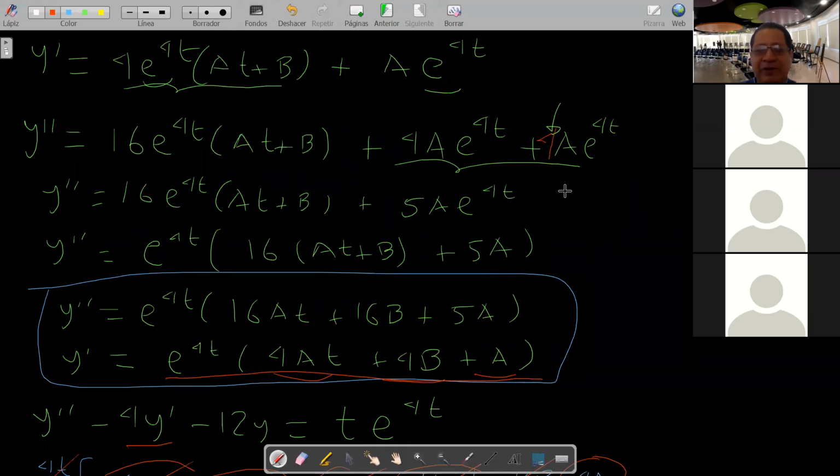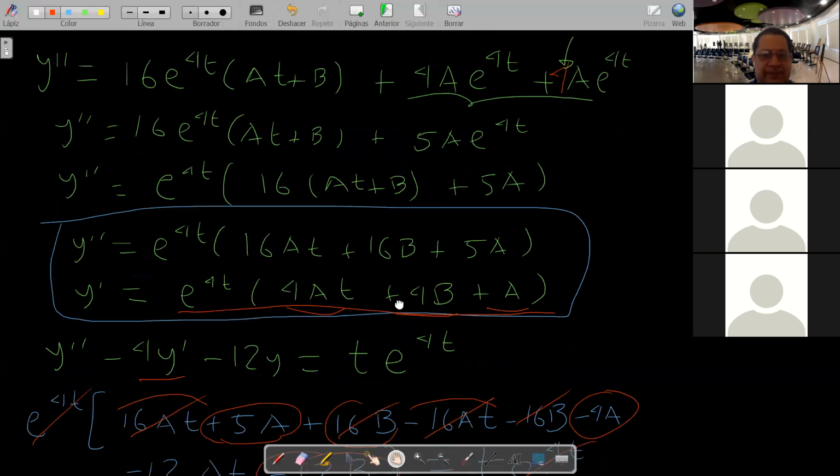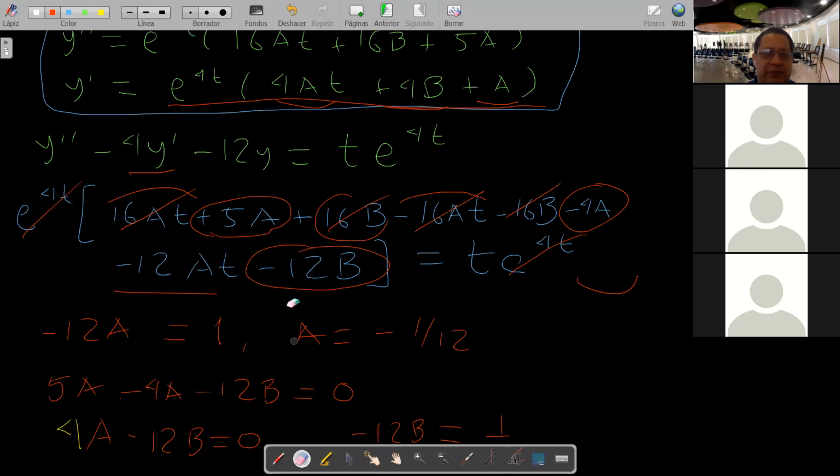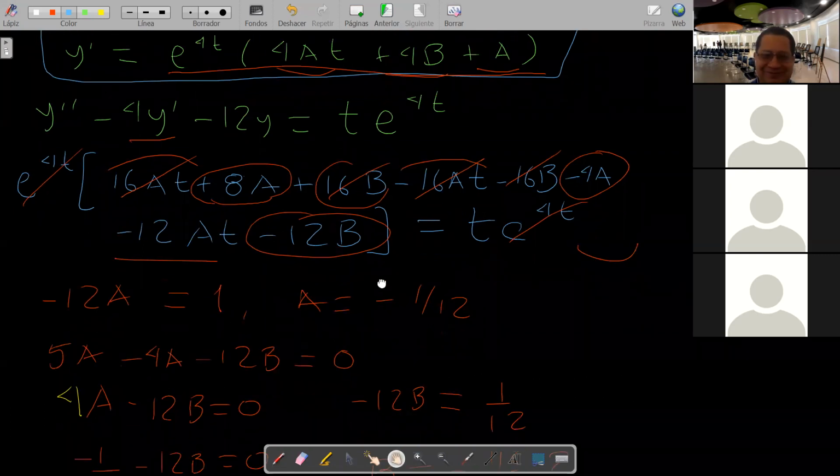We should have a 4 over here. I got it now. So this number 5 is wrong. We need to have an 8A, and the 4 from before changes to 4. Okay, thank you.